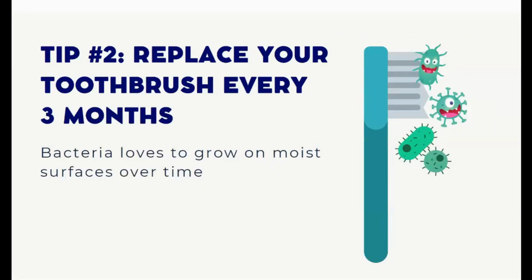Tip number 2, replace your toothbrush every 3 months. We all know bacteria loves to grow on a moist surface over time, so leaving your toothbrush wet after we use it, the bacteria will grow on it, so we do recommend replacing your toothbrush every 3 months. Also, we want to replace your toothbrush when you start to see the bristles pointing in the wrong direction or becoming worn down or frayed, and also after being sick. It's a good idea, if you have been sick, to get rid of that toothbrush and start fresh with a new one, because our germs will continue to stay on that toothbrush.